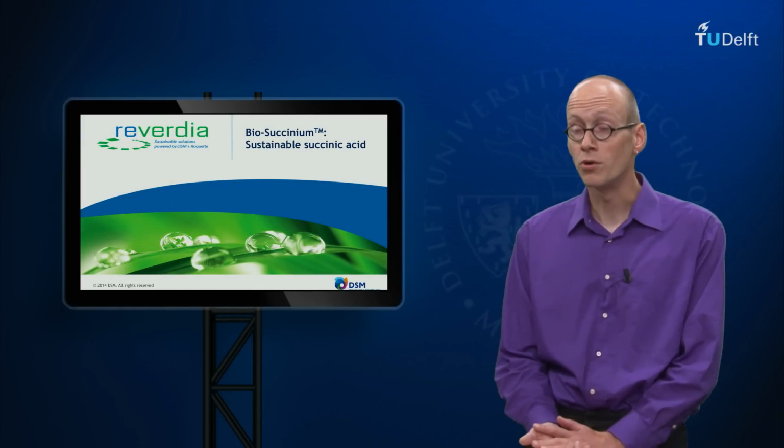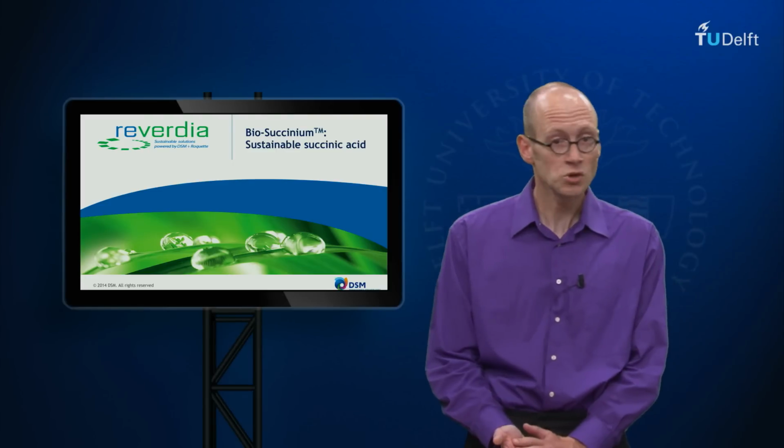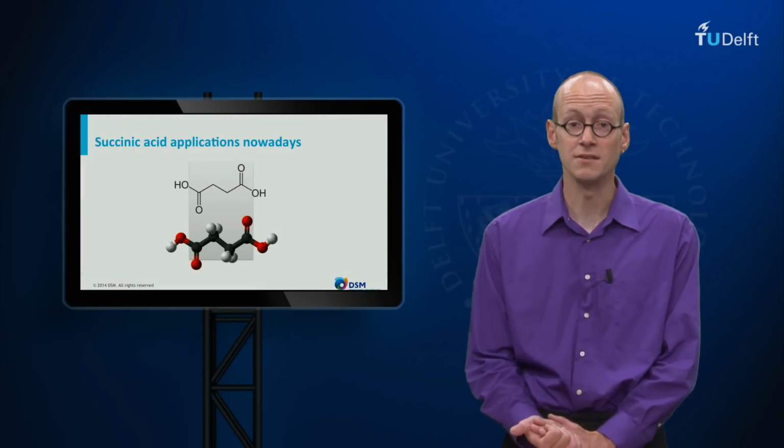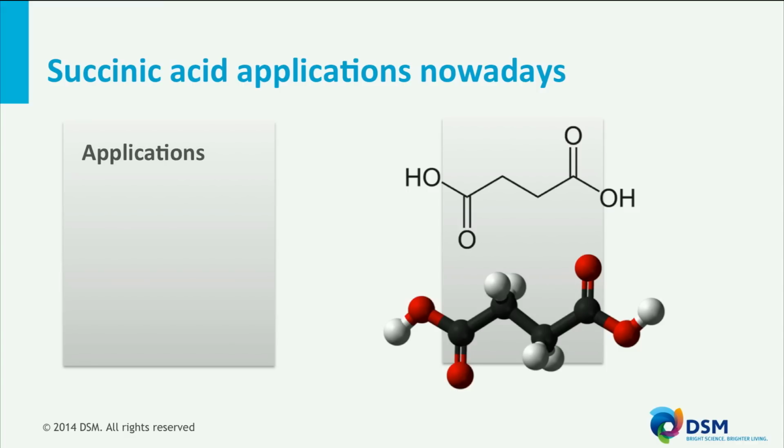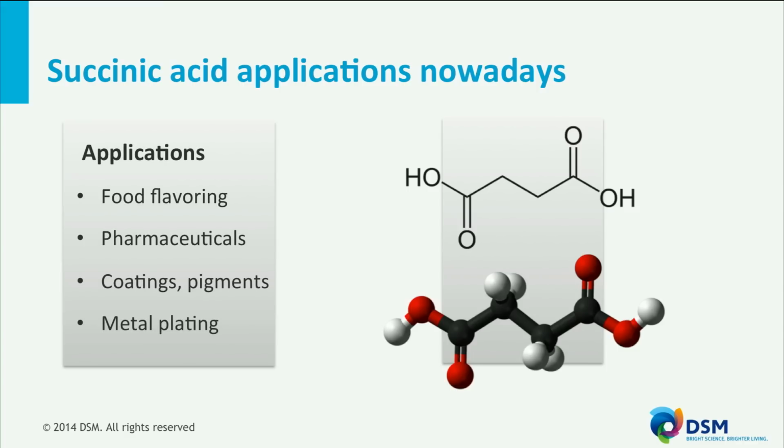From now, we will focus on succinic acid. You might wonder why we are interested in succinic acid. Well, succinic acid is a very versatile molecule and can be used for many applications. Currently, the majority of succinic acid is produced via a petrochemical-based process and is used for food, pharmaceuticals, coatings and metal plating. But we at DSM aim for a bio-based process which can replace the traditional chemical process.